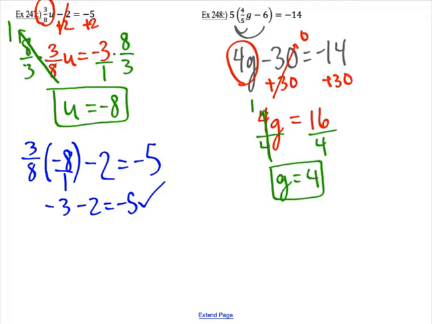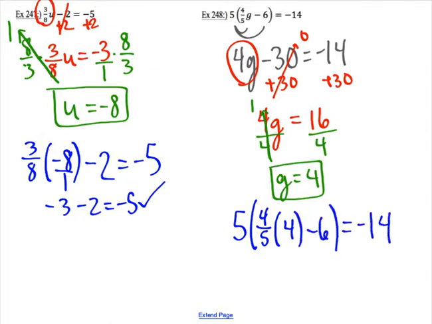All right, on this we need to put our original problem back together and see if it works. 5 times 4/5 of 4 minus 6 is equal to negative 14. 4/5 times 4 is 16/5. That's 3.2. 3.2 minus 6 is negative 2.8.